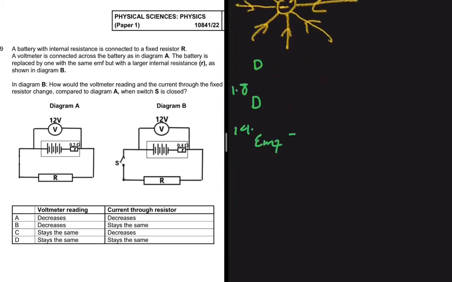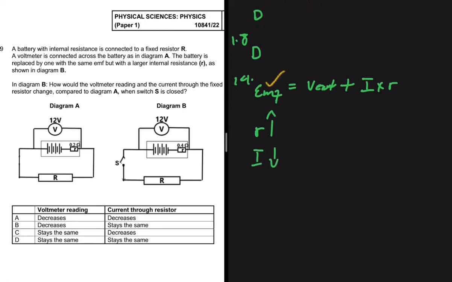EMF is equal to V external plus the current multiplied by the internal resistance. The EMF is staying the same. Our battery still has the same EMF, but now it has more internal resistance. So let's look at what is going to happen. If you increase the internal resistance, the total resistance of the circuit is going to increase, and then the current is going to decrease. If the current decreases and the external resistance of the circuit is still the same, then V external will also decrease, because R is remaining the same.